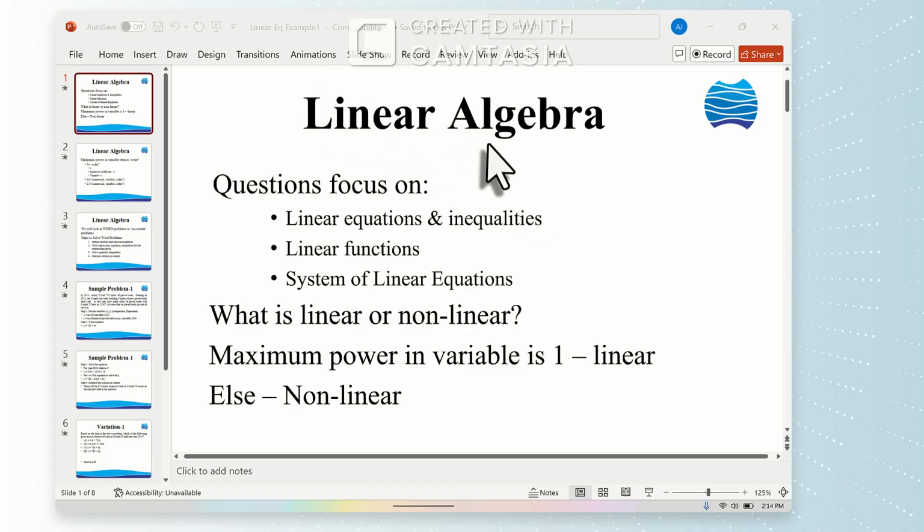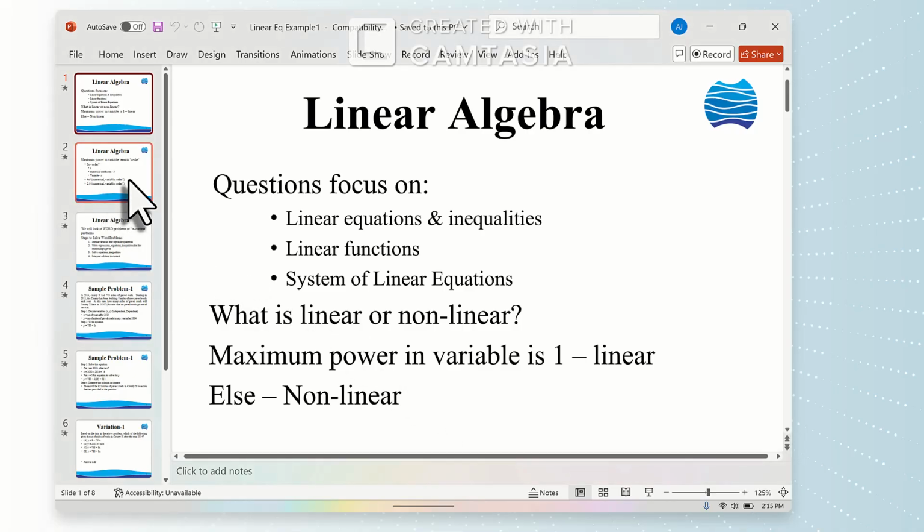We are going to look at linear algebra today. The questions that come on SAT from the linear algebra domain are essentially on linear equations or inequalities, linear functions, and systems of linear equations. Now the question that arises is, what is linear or nonlinear? Well, the maximum power in a variable, if it is 1, then the expression is linear, otherwise it's nonlinear.